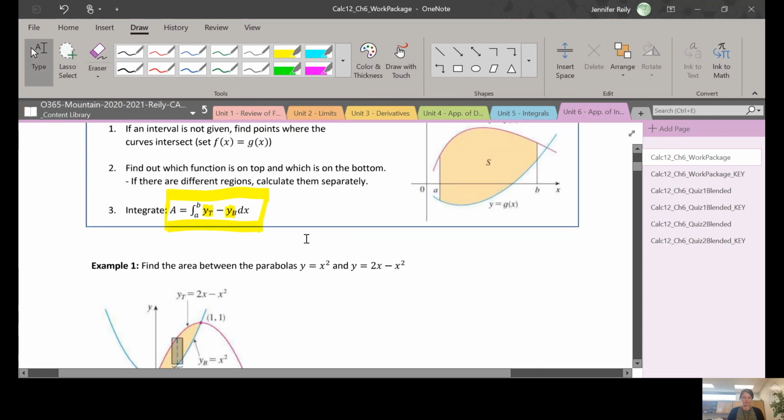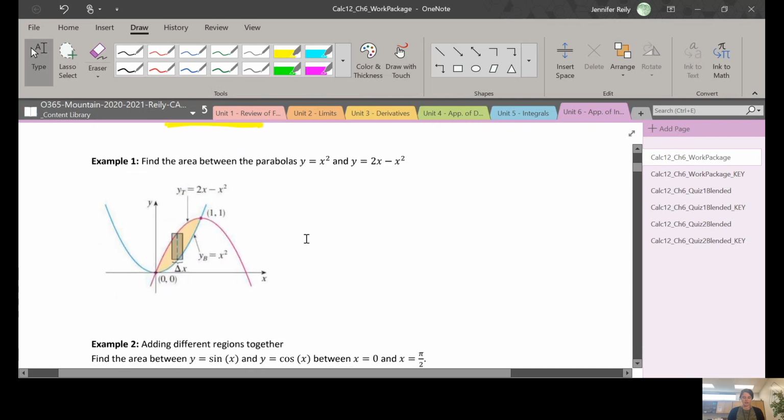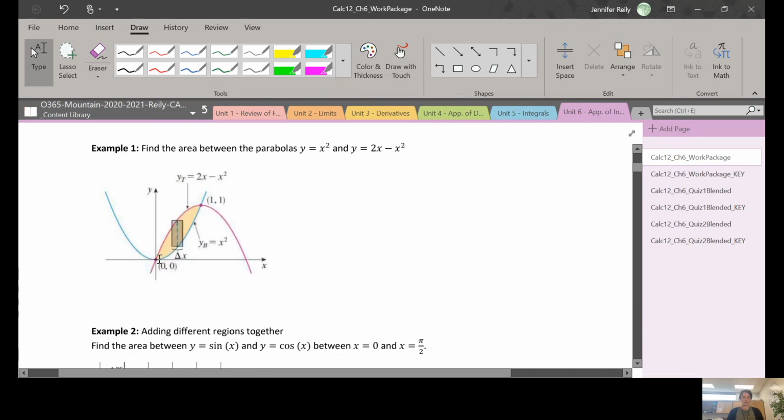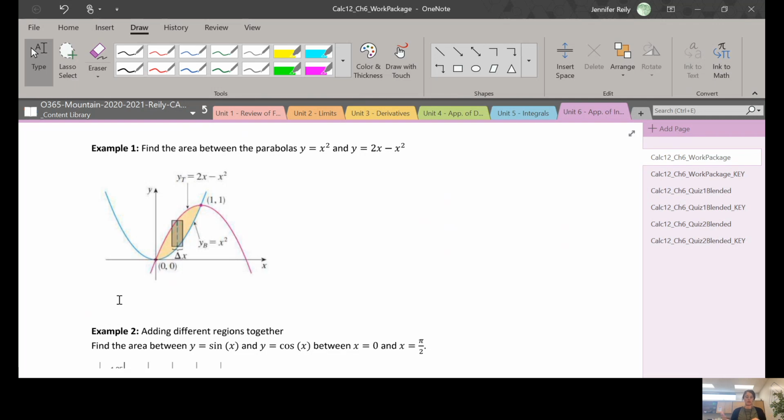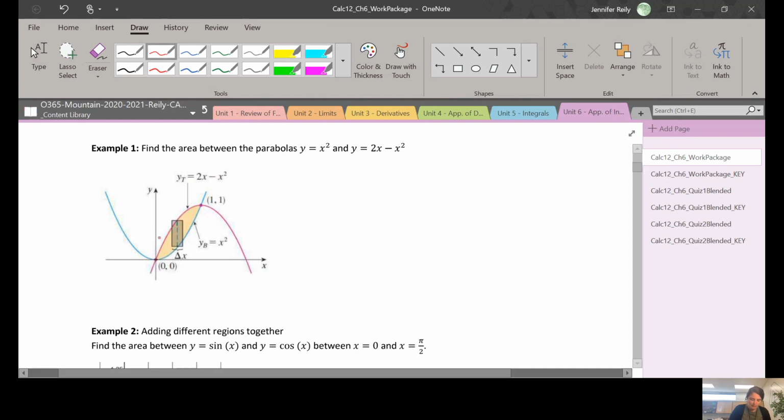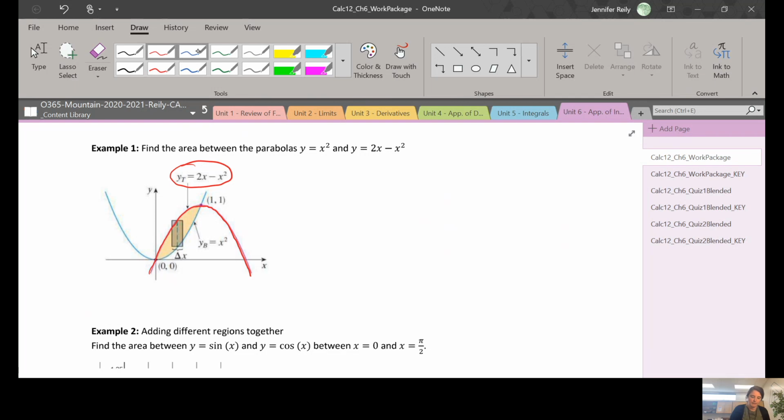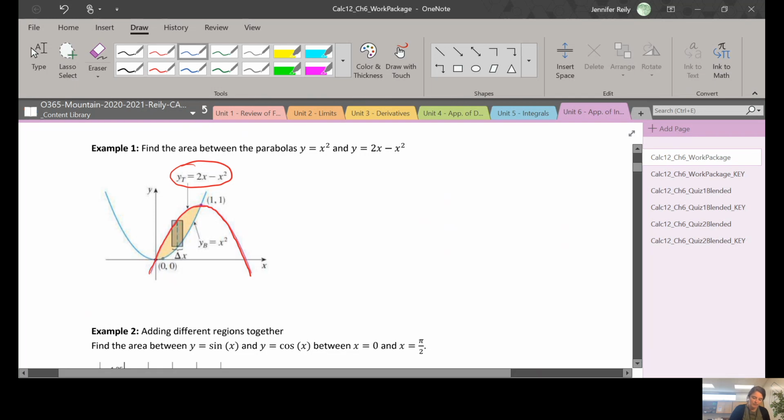Okay, so let's just do an example. Find the area between the parabolas y equals x squared and y equals 2x minus x squared. So for all of the questions you're going to be doing, I'm going to be giving you the graph so that you can tell what the bottom function is and what the top function is. So we need to look at the graph here. We can see that the red curve on my screen is the top function, 2x minus x squared. So we're going to integrate that minus the bottom function, and we'll get the area between the two.